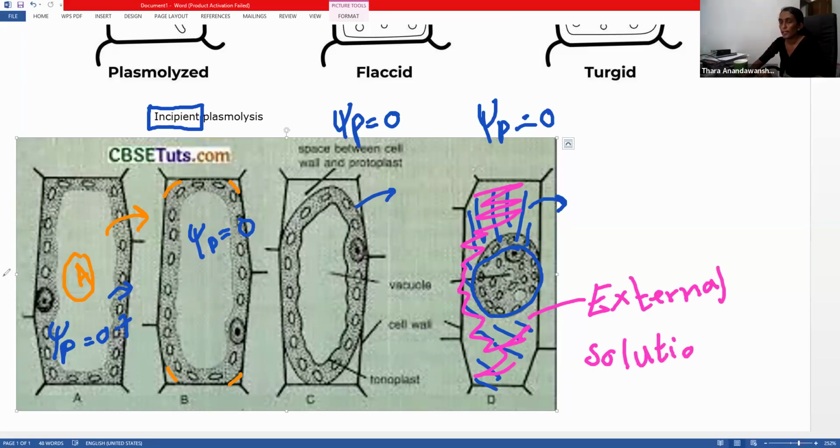Now everyone draw these four cells. It doesn't have to be exactly this one. We usually draw with two lines for the cell wall. Can you draw the four cells and show what has happened as stages, and mention the psi p values I have mentioned here. Diagram A is incipient plasmolysis. All others are not incipient plasmolysis, but they are plasmolyzed. All B, C, D stages are plasmolyzed. Understood?